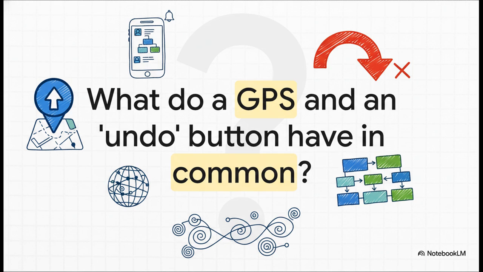So let me ask you a question. It kind of sounds like the start of a joke, right? What could your GPS finding the fastest route, your social media feed, and that simple little undo button possibly have in common? Well, the answer is that they all rely on really, really clever ways of organizing information.